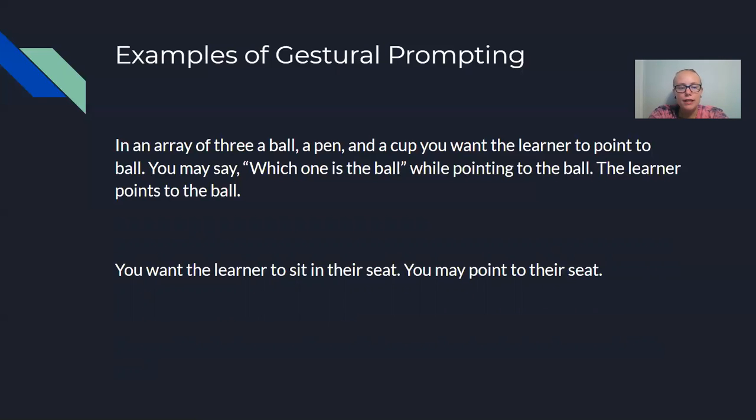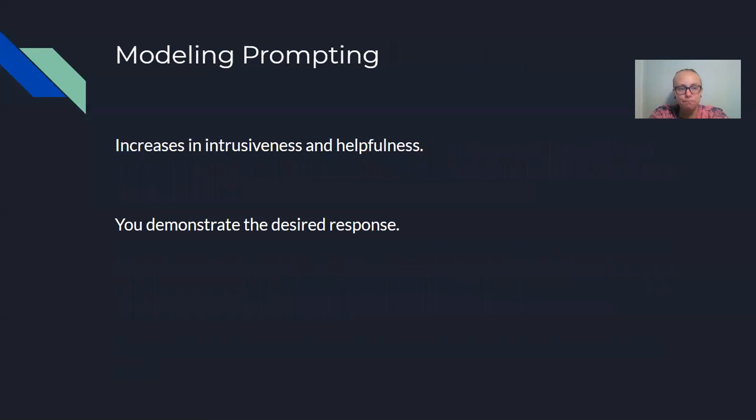Another example is you want the learner to sit in their seat. You may point to their seat, and that is a cue, that is a prompt for the learner to sit in their seat. This also works with a head nod. I have several students on my caseload. I walk in and I go to their seat. They know that I'm asking them, I'm prompting them to head to their seat.